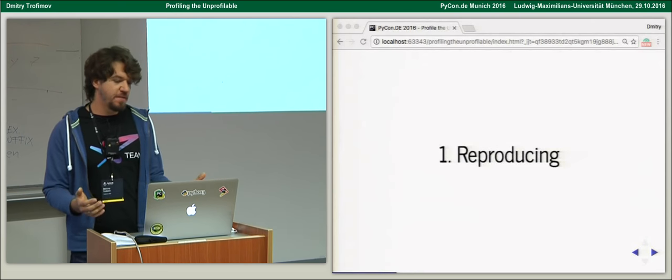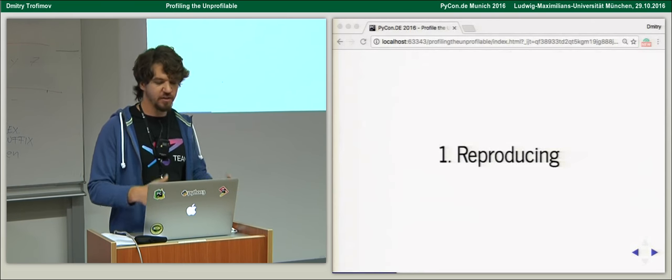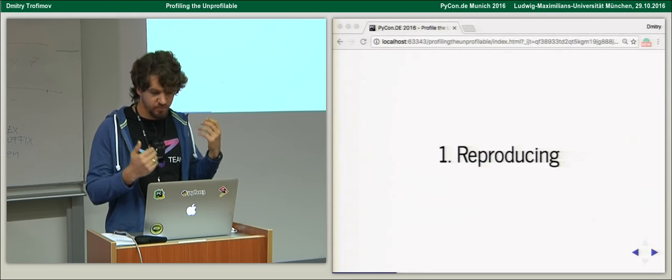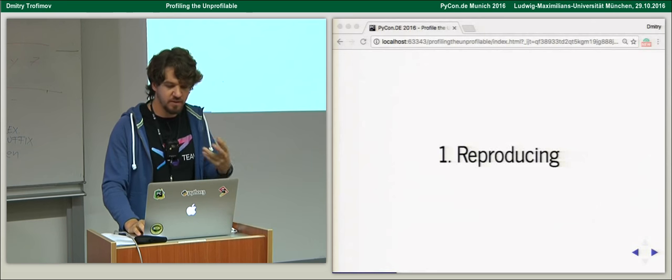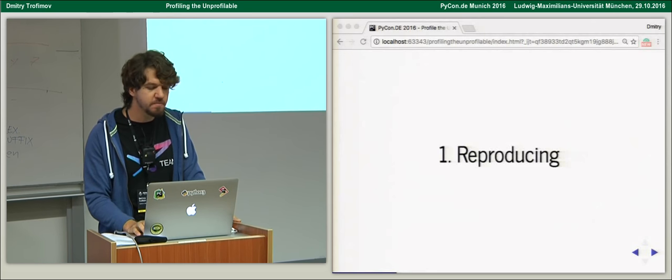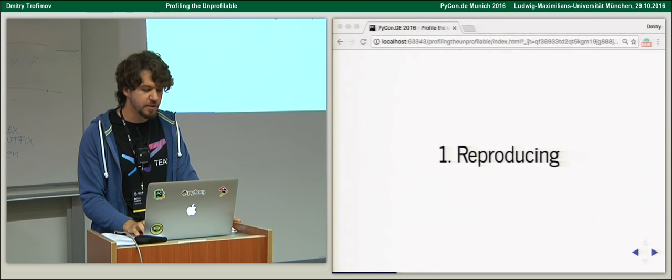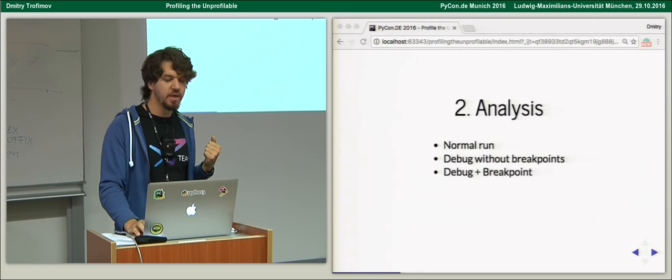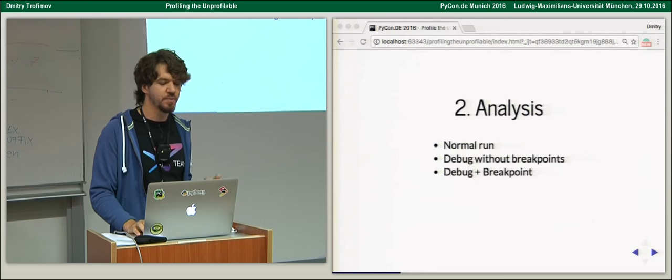The first thing that we need to do when we handle an issue, of course, is reproducing. So we reproduce this example and see how it behaves. And then after we reproduced it, we analyze the issue.